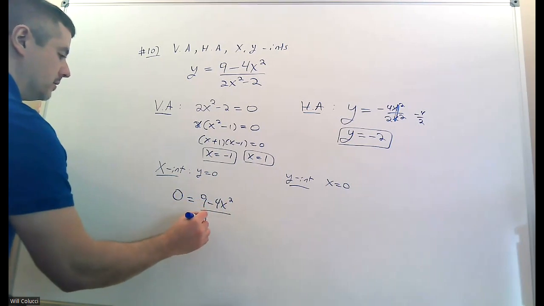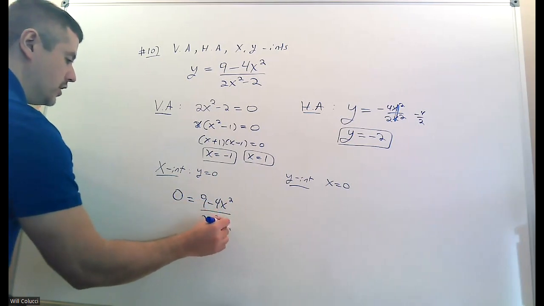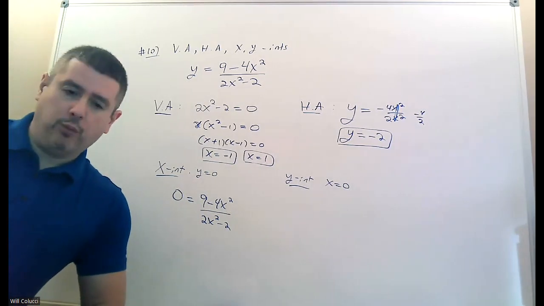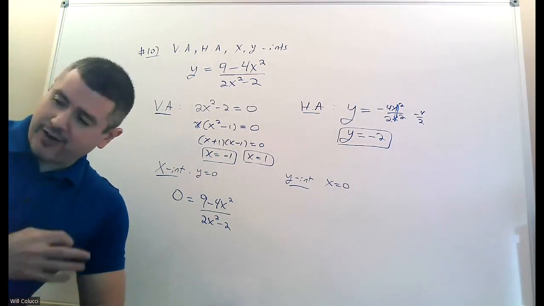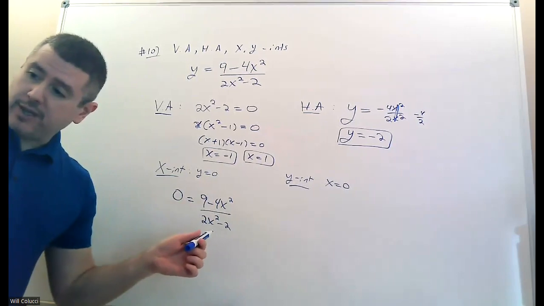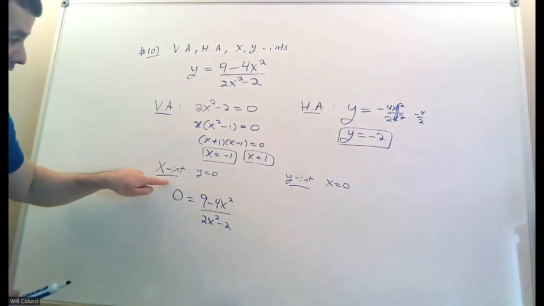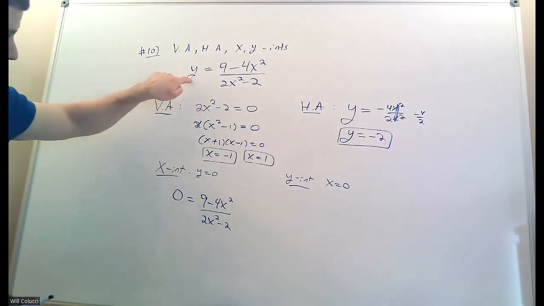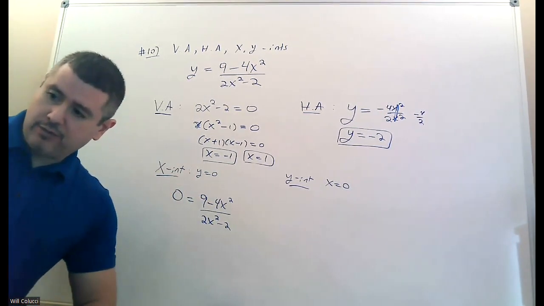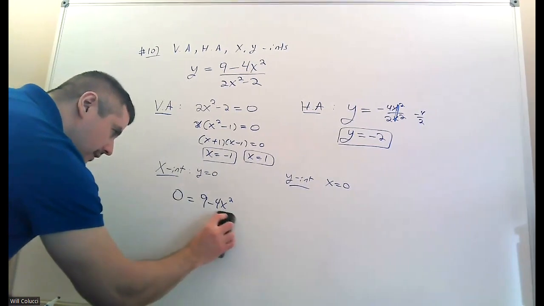Now, if you look at this, though, you already know that the bottom of a fraction cannot be 0, right? That's like the only major thing you cannot have, a 0 on the bottom of the fraction. You can have anything else, it's not 0. So if you want this fraction to be equal to 0, right? X-intercept is where y is 0. That cannot happen if the bottom is 0. So this can never be 0.